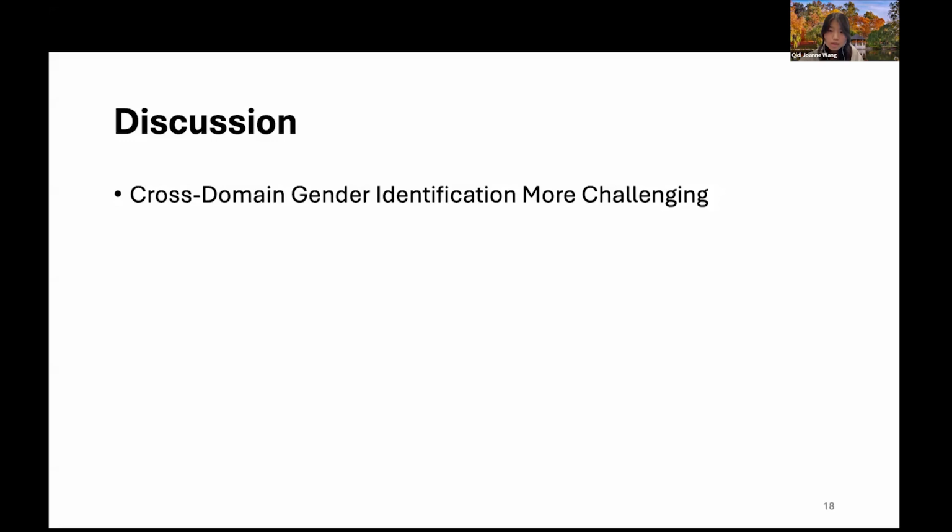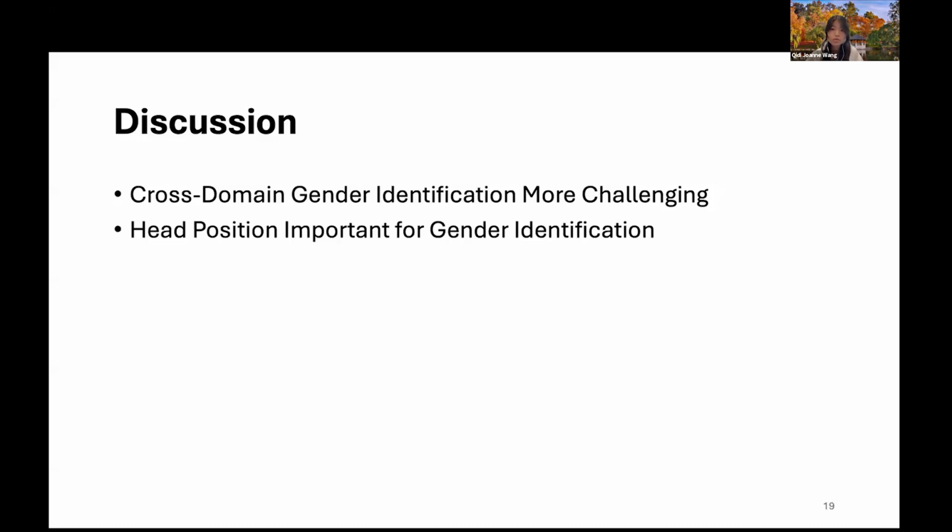So just to conclude and go over what our findings in our study were, first of all, we found that cross-domain gender identification is more challenging than domain-specific identification. And we also found that head position is extremely important for gender identification. And we conjectured that this has to do with head's y-axis correlating to the user's height.